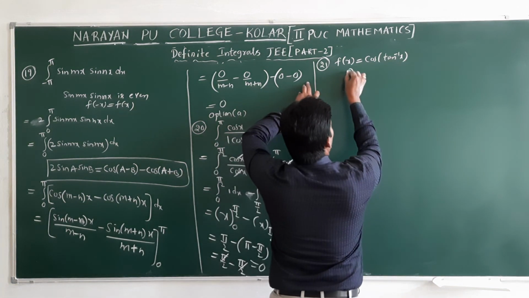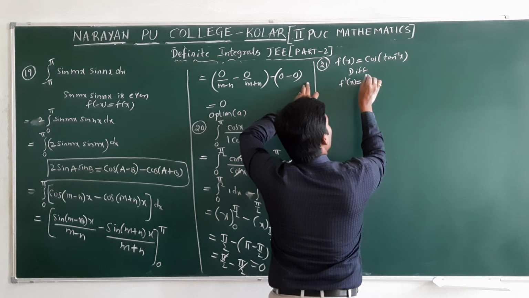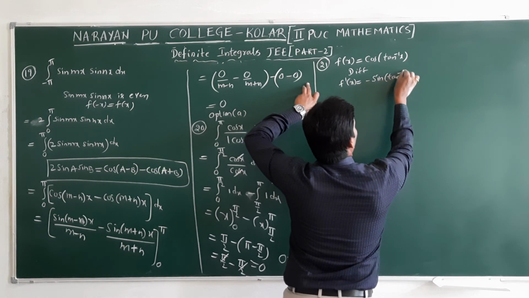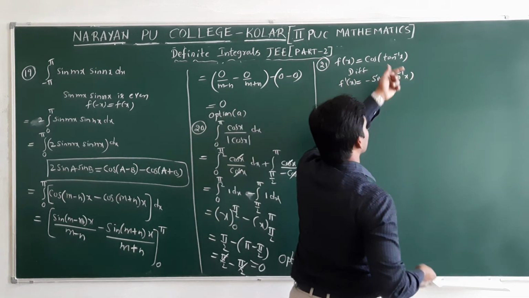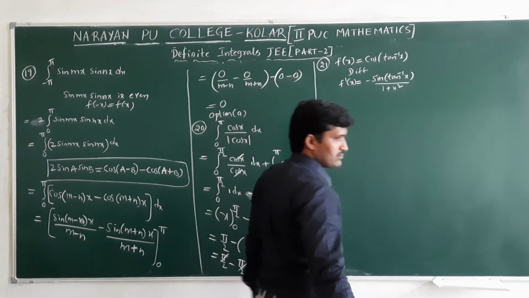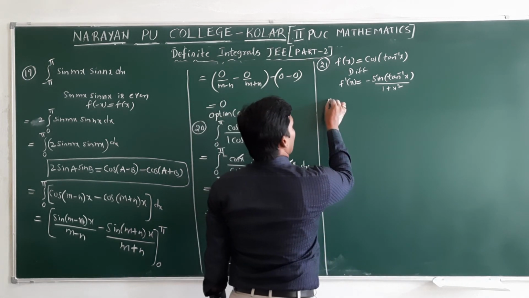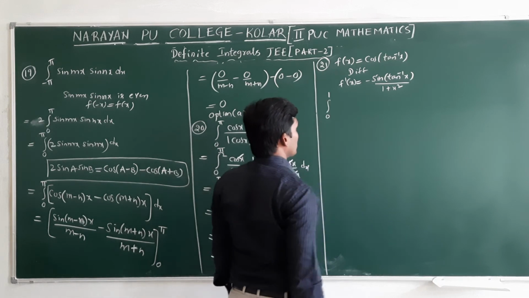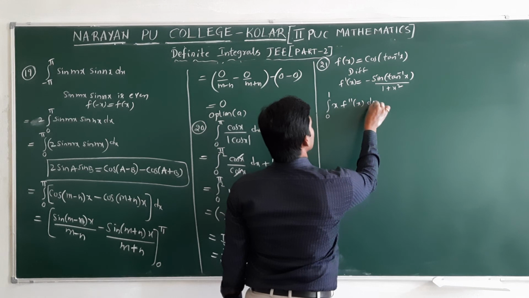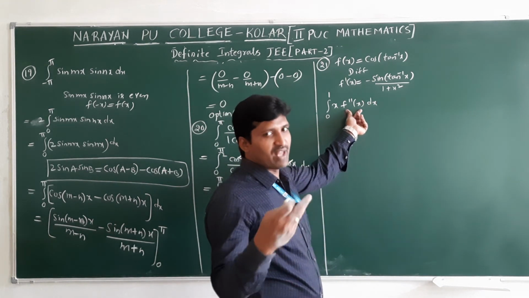Before that, I will find out f dash of x. Differentiating this, the derivative of cos is minus sine of tan inverse x. Again we need to differentiate the inner function. Tan inverse x has derivative 1 by 1 plus x square. That is the derivative of that function. Here we need to find the value of the integral from 0 to 1 of x into f double dash of x dx. The integral of f double dash becomes f dash of x.